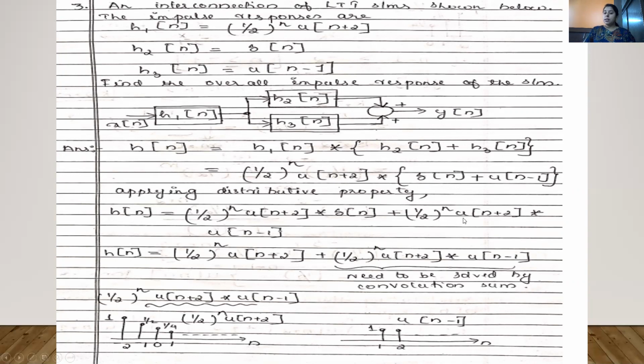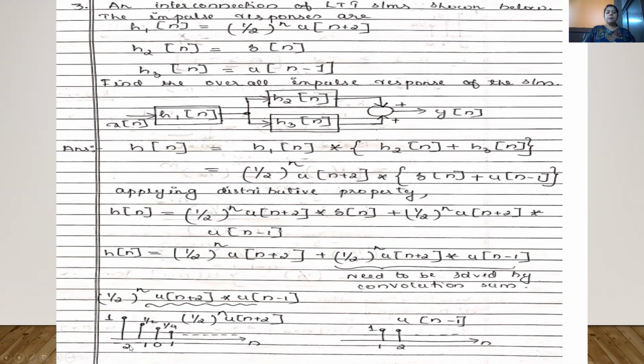But come to this side. This u of n plus 2 is a step function. U of n minus 1 is also a step function. I cannot get an answer within a single step. We need to solve this term by using convolution sum.